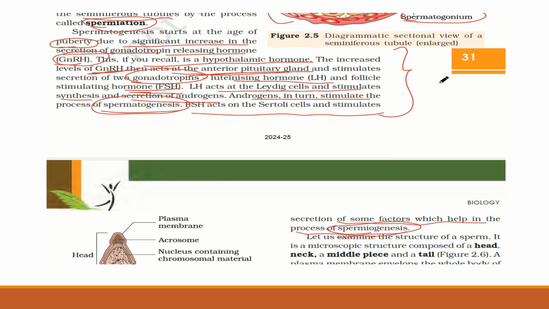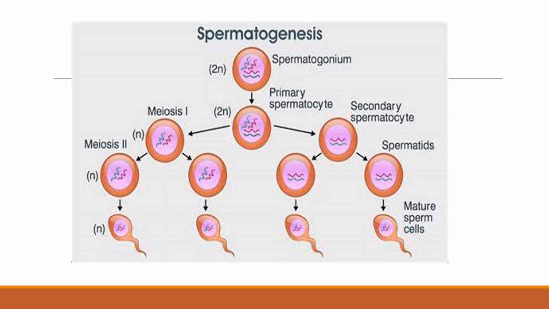Now, we will move on to the diagrams and the details, okay? Now, this is spermatogenesis. So, what is happening? The spermatogonium, that is the 2n cells present in the spermatogonium, first undergo mitosis, that is multiplication is happening, and they form the primary spermatocyte. Now this primary spermatocyte undergoes meiosis 1. Meiosis 1 is a reductional division. They produce 2 haploid cells, that is secondary spermatocytes.